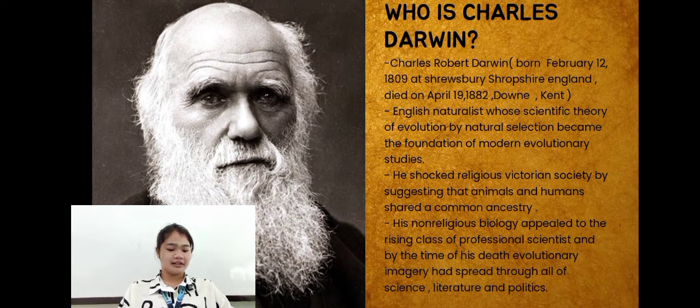Who is Charles Darwin? Charles Robert Darwin was born on February 12, 1809 at Shrewsbury, Shropshire, England, and died on April 19, 1882 in Down, Kent. He was an English naturalist whose scientific theory of evolution by natural selection became the foundation of modern evolutionary studies. He shocked religious Victorian society by suggesting that animals and humans shared a common ancestry. His non-religious biology appealed to the rising class of professional scientists, and by the time of his death, evolutionary imagery had spread through all of science, literature, and politics.